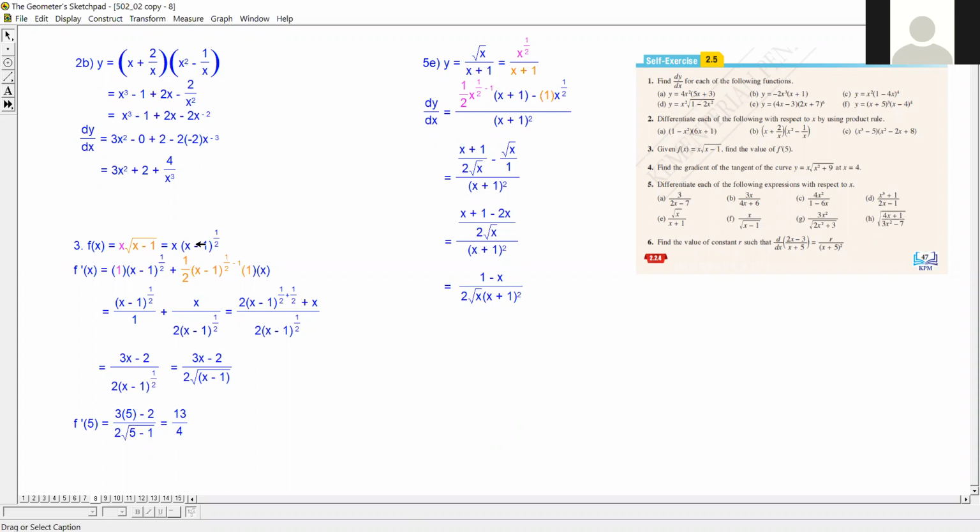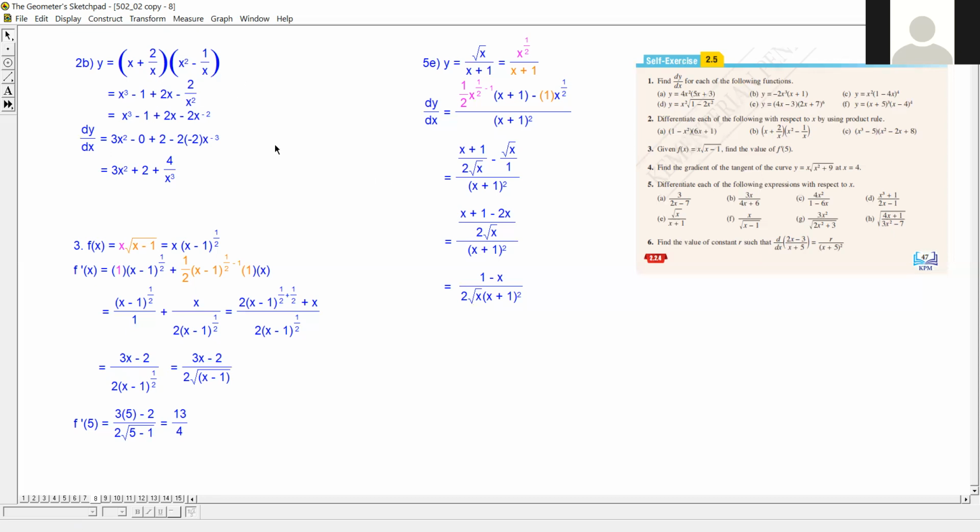Okay, question number 2B. Number 2B, we have two brackets. If you want to do it as a product of two functions, can. But since there's no square, nothing, you can just expand them. x multiplied by x squared, x multiplied with 1 over x. So you have these two terms, x cubed and negative 1. Then 2 over x multiplied by x squared, 2x. 2 over x multiplied with negative 1 over x.